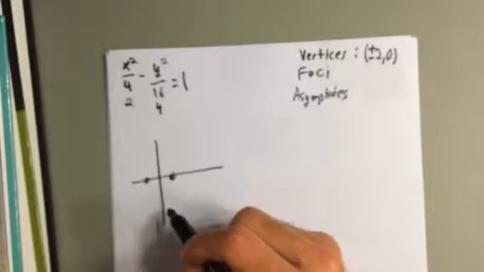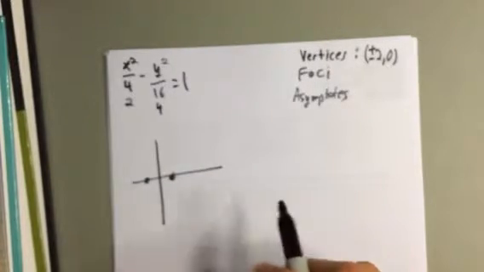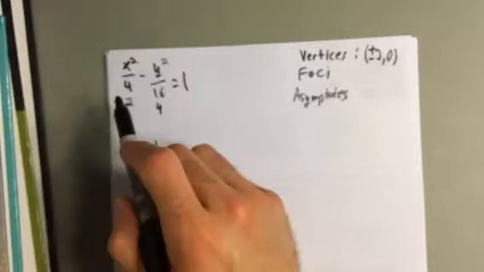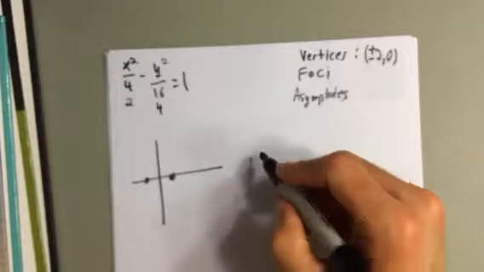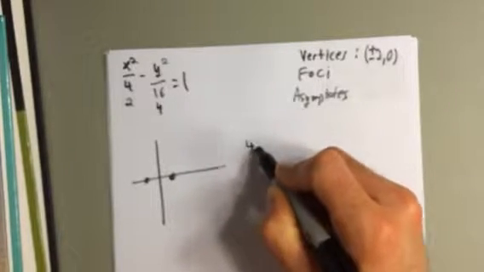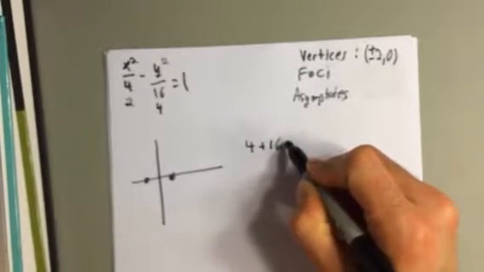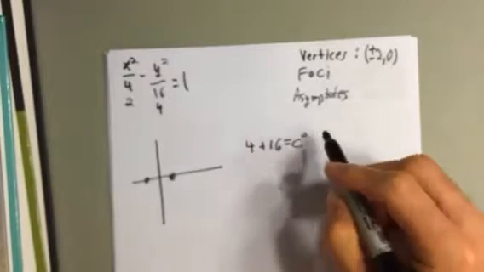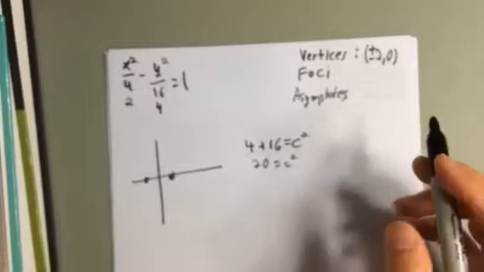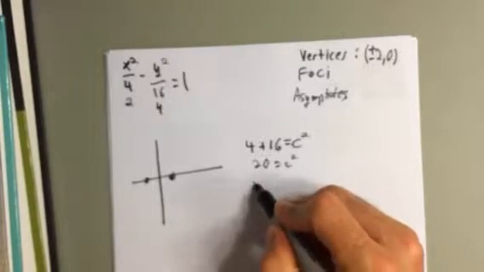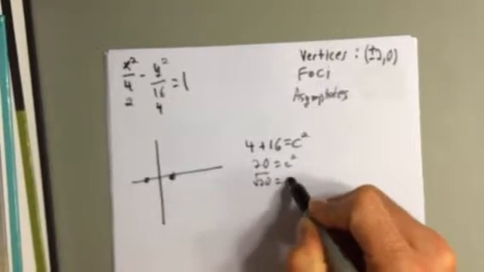To find the foci, which is the next thing I'm supposed to find, we have to use the Pythagorean theorem. The a squared plus b squared equals c squared. That'll help us find the focus length. So I'm going to have 4, which is a squared, plus 16, which is b squared, equals c squared. 4 plus 16 is 20, equals c squared. Taking the square root on both sides, the square root of 20 equals c.